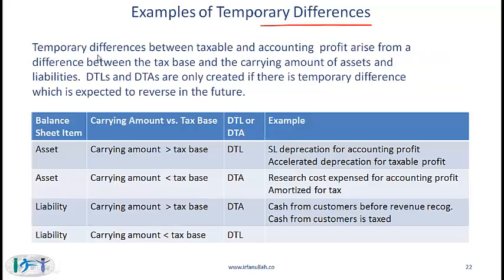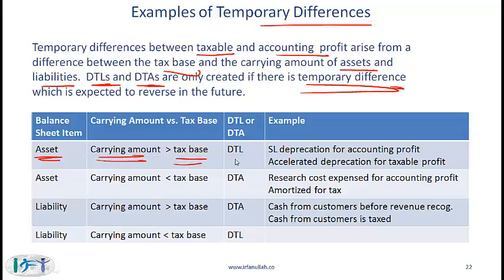Examples of temporary differences. Temporary differences between taxable and accounting profit arise from a difference between the tax base and the carrying amount of assets and liabilities. Deferred tax liabilities and deferred tax assets are only created if there is a temporary difference which is expected to reverse in the future. Let us look at a few scenarios. We have a balance sheet item which is an asset. If the carrying amount of the asset is greater than the tax base, then we create a deferred tax liability.